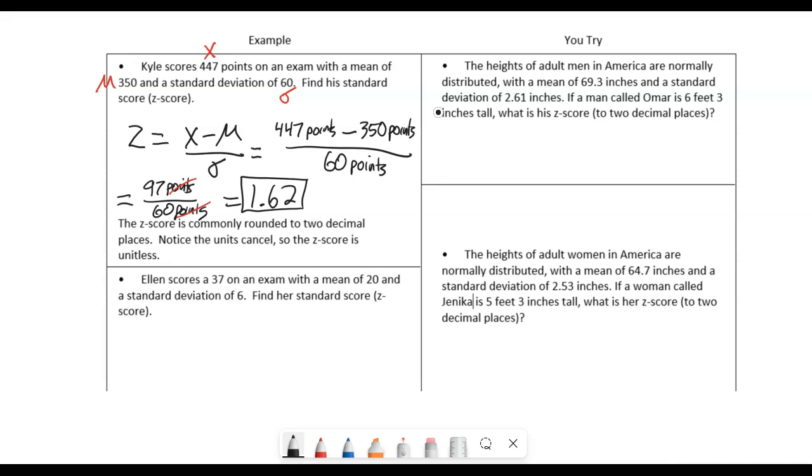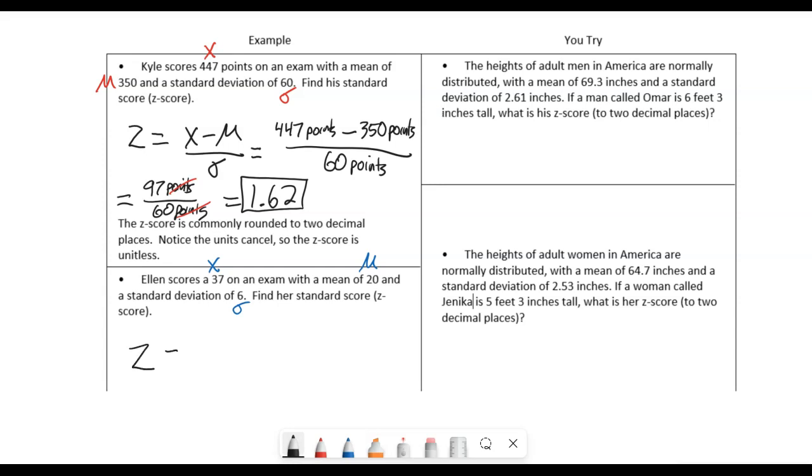All right, let's take a look at the next one. Ellen scores a 37 on her exam. That is x. The mean is 20. That's mu. The standard deviation is 6. That's sigma. Find the z-score.